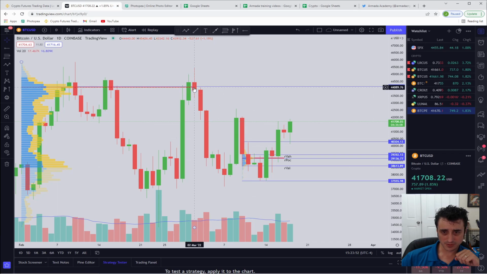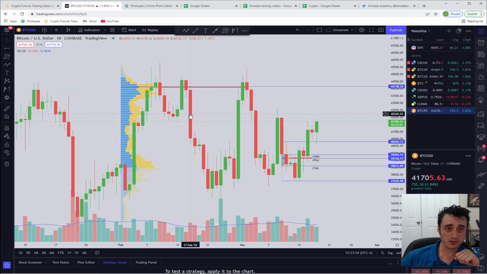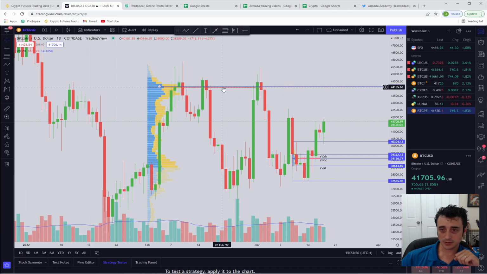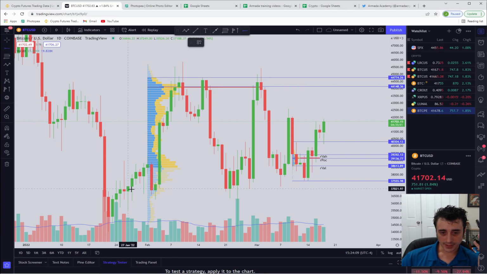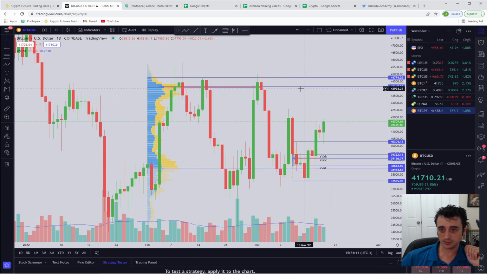Well, is this a part? Oh, this is March 2nd, and it was already up here. So this is already not naked, this point of control here. The value area high is up here. Technically, this would be considered a naked value area high at 44,758. Again, relative to the time frame, how important is it that we get back there?